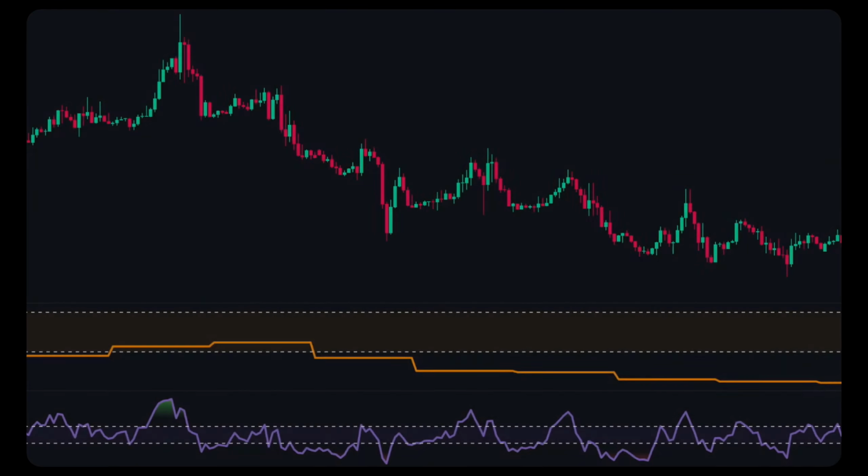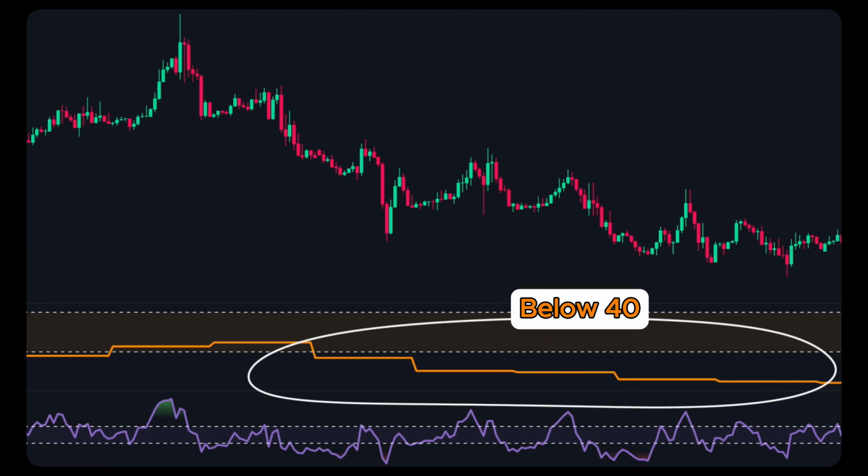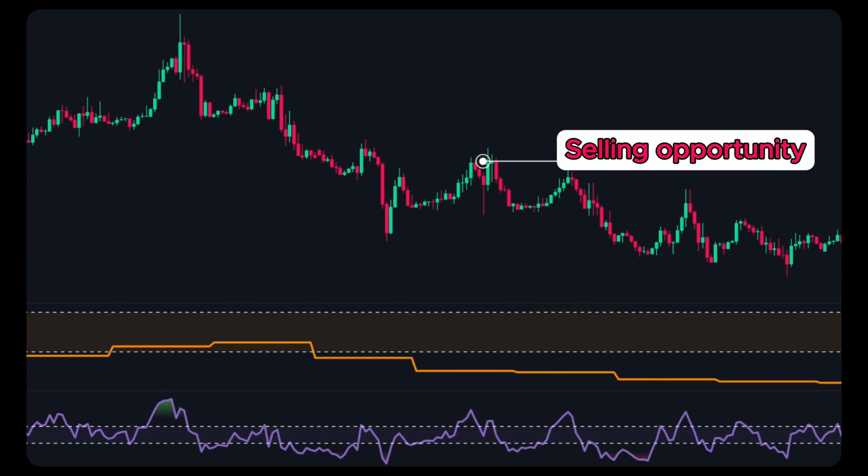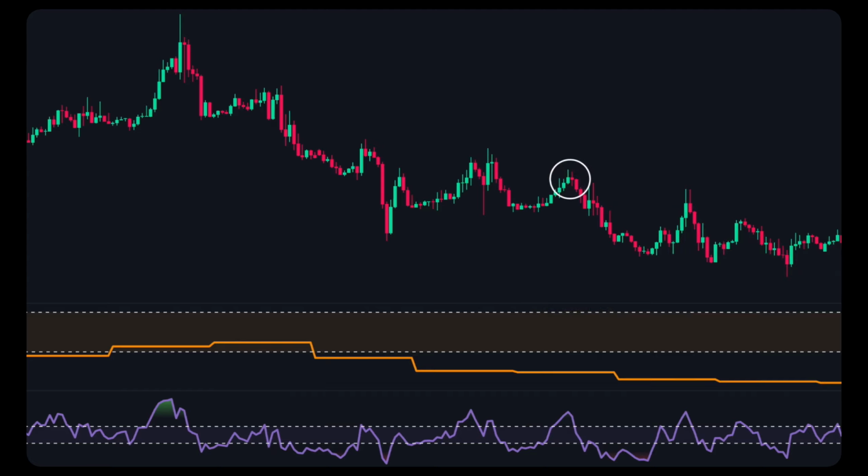Now, let's look at a sell trade. On this chart, we see that the orange RSI was clearly below 40, so we can say that the price is in a downtrend. In a downtrend, we will look for selling opportunities. A selling opportunity occurs here as the price pulls back and the RSI crosses above 60. We see the price stall and move downwards. This little reversal occurs at a resistance level, which adds to the confluence.